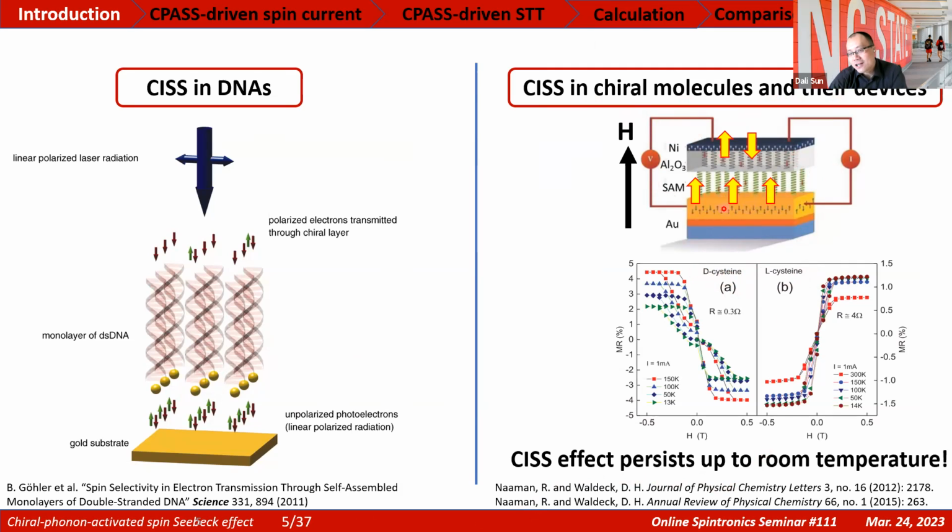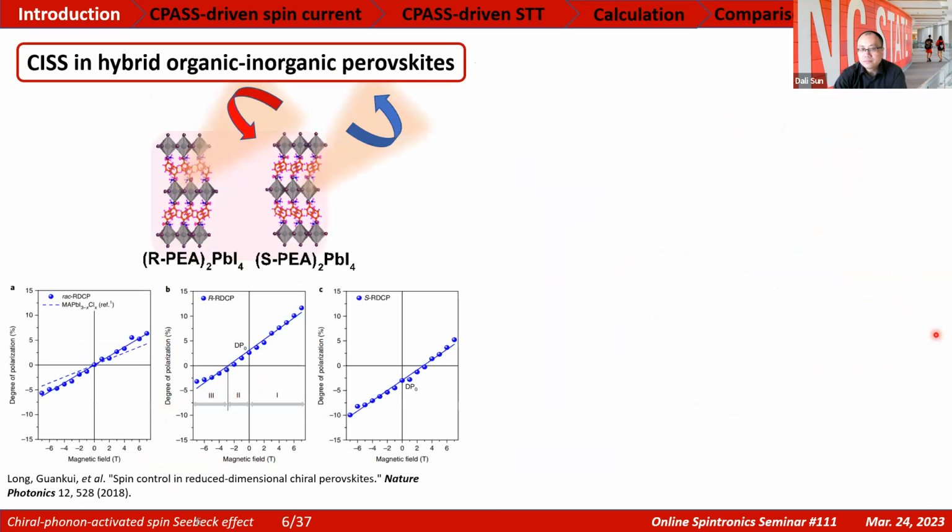So you pass the current through the chiral molecules, which generates a spin polarized current. The spin polarized current tunnels through the aluminum oxide into the nickel, and you get the magnetoresistance. Then if you switch the magnetic field of the ferromagnet, the nickel, you get the magnetic hysteresis. And the magnetoresistance really depends on the helicity of the chiral molecules, giving you either positive or negative, and it can even survive at room temperature.